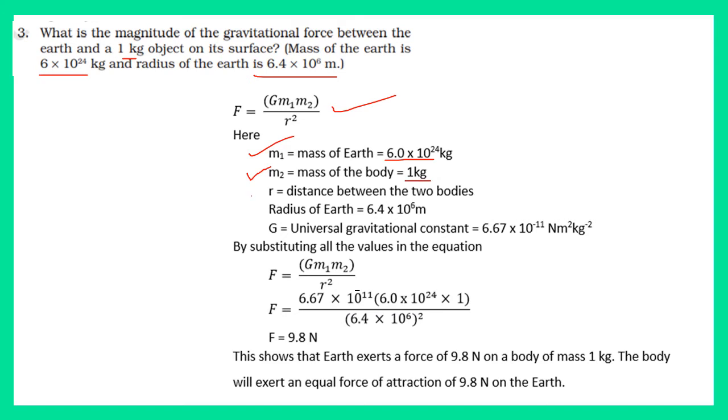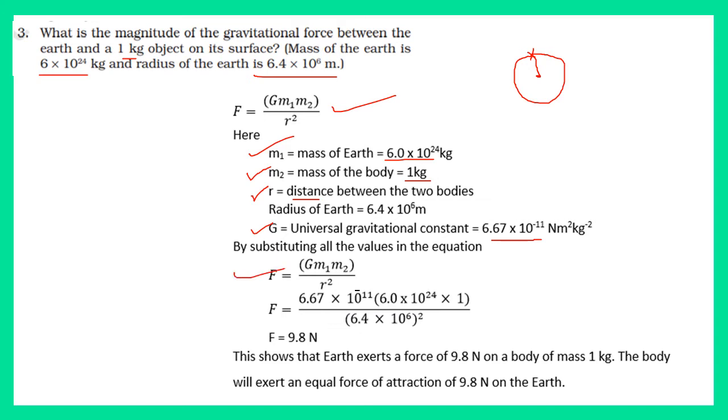Now, the value of R is the radius of the Earth, that is the distance between the two bodies. If this is the Earth, the body is considered over here, and this is the center of the Earth. So the radius of the Earth is the distance between these two objects. And as you know, the value of G is always constant, that is 6.67 into 10 to the power minus 11 Newton meter square upon kg square. Now you have to do one thing only: substitute all these values in this formula.